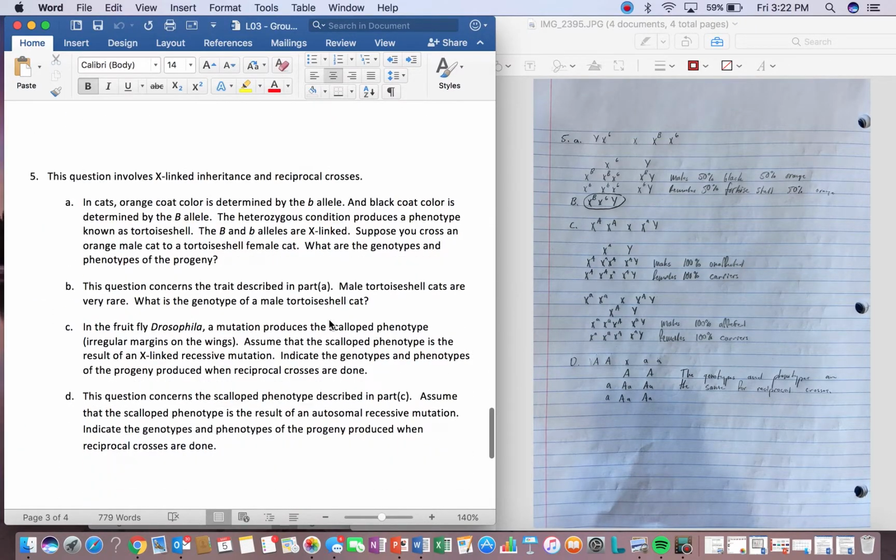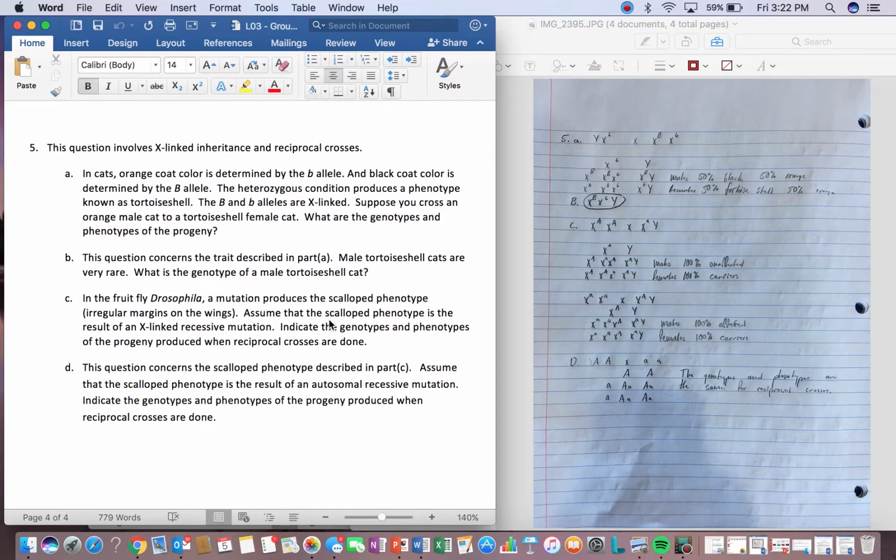Okay, so that takes us to question 5, and we've got this long paragraph here about cats. It basically asks us, suppose you cross an orange male cat to a tortoiseshell female cat, what are the genotypes and phenotypes of the progeny? With the diagram, you set that up. Of course, the male only has one X, which is going to be the little b, with the Y, so the males are going to be 50% black, 50% orange.